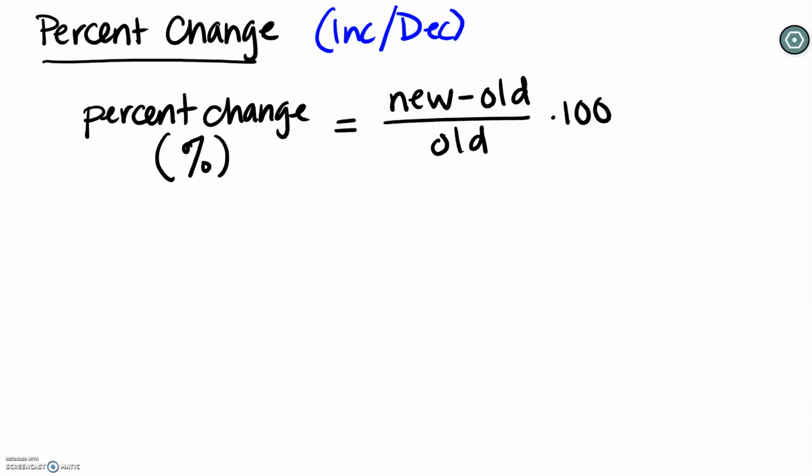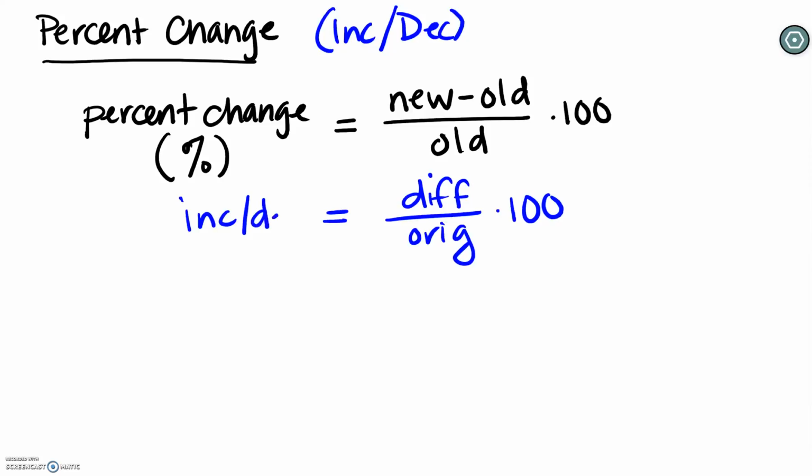So just to talk a little bit, we have an actual definition here. To find the percent change, you take the new value minus the old value and divide by the old. I like to think of this more as the difference over the original, and we make that into a percent. This works a little bit better for the increase decrease wording, which I will show you why with an example.